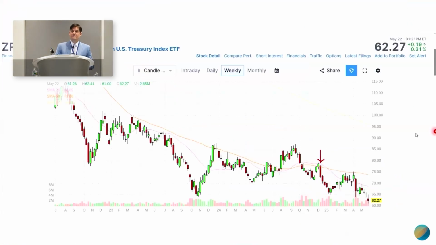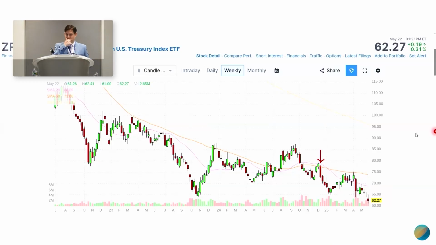All right, so if you look at the zeros, which are very long-term treasuries, or you could look at EDV lately, it has indeed made that new low. So at least on the high end of the yield curve, we're seeing even higher interest rates right now.